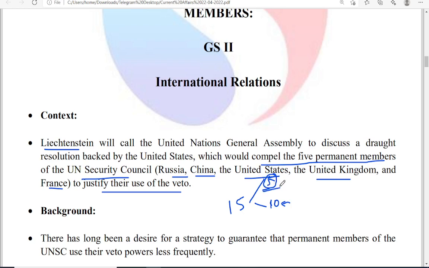Not only being the permanent members, they also enjoy the veto power. By using the veto power, any one out of these 5 countries can stop any resolution in the United Nations Security Council. So that is the ultimate power enjoyed by these 5 permanent members.